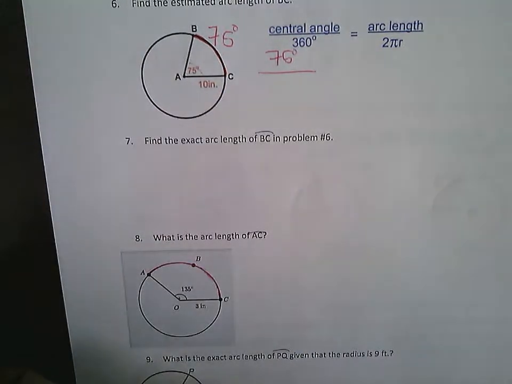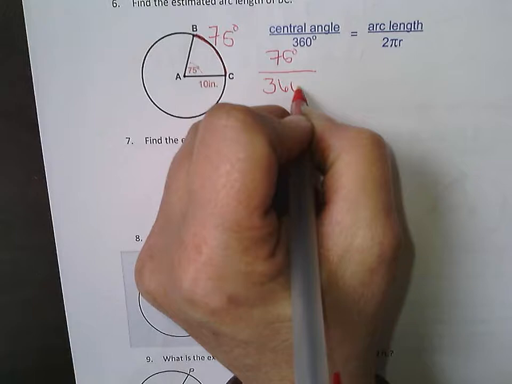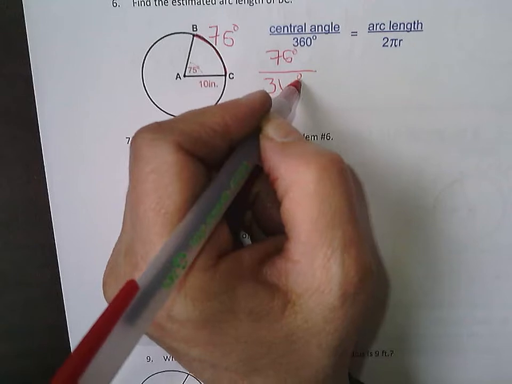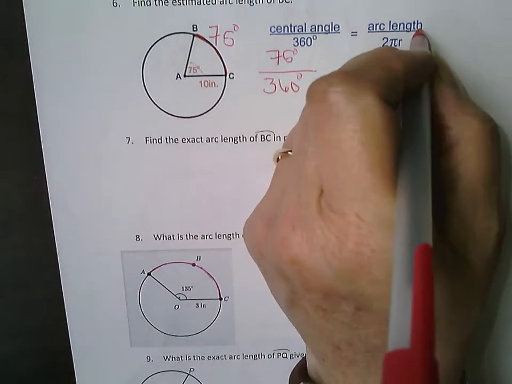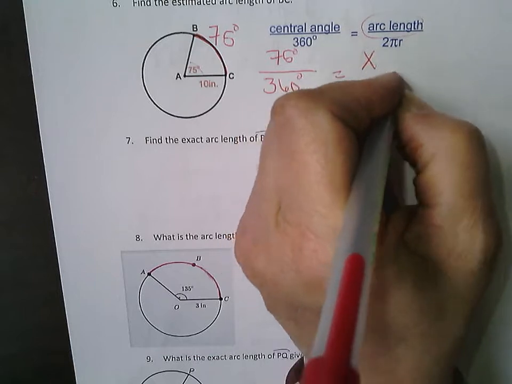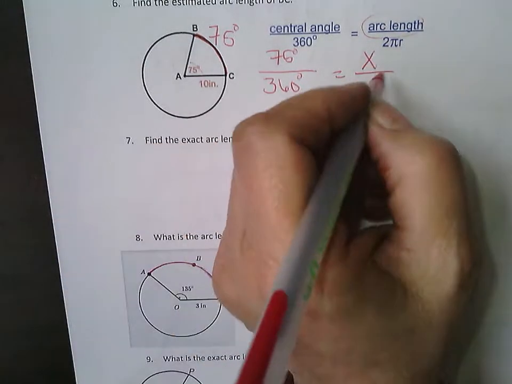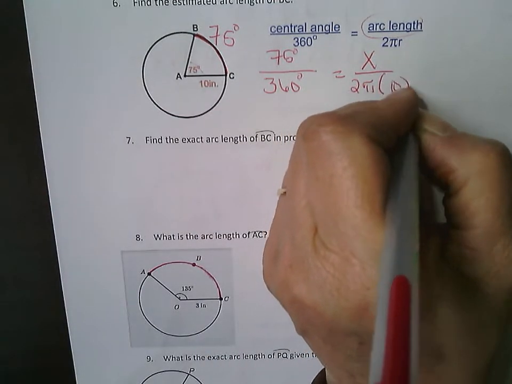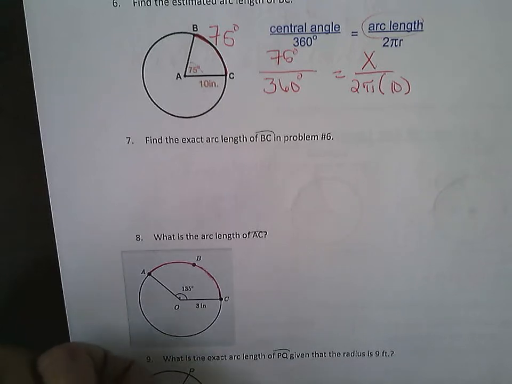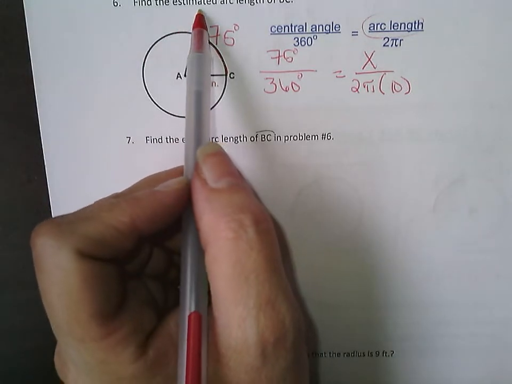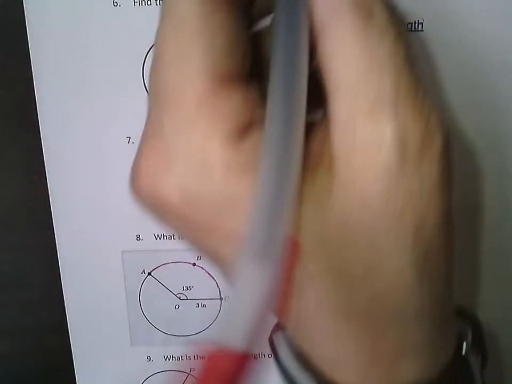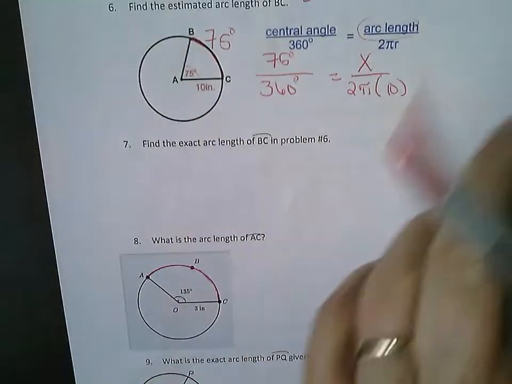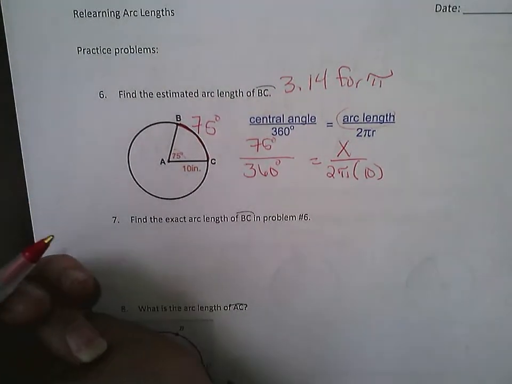We know we need to have it over the total. The total is 360 degrees. And from your geometry class, you can see that you can cancel out the degrees. We're looking for the arc length, so we're going to just call that x. And then we're going to put in our circumference, which is 2 times pi, and then our radius is 10. We are looking for the estimated length, which means that we are going to use 3.14 for pi.